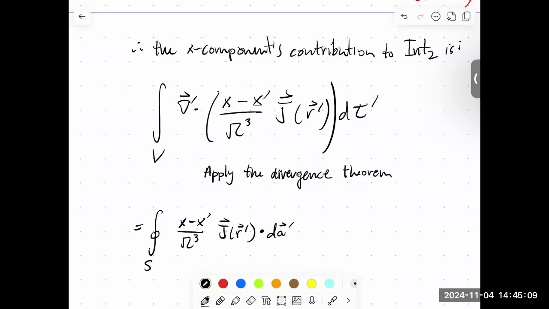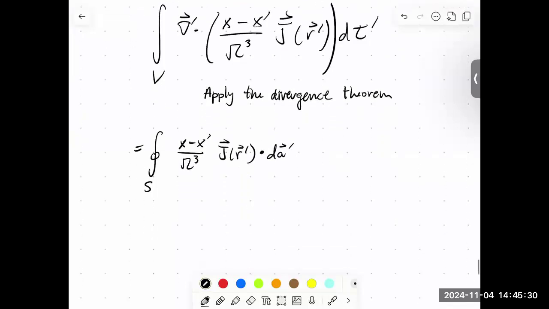If I pick the surface big enough, I can always arrange it so that on that surface, the current density is equal to 0. If it's not equal to 0, I just pick my surface to be bigger and bigger and bigger. And if this is 0 everywhere on my surface, then the integral is going to be 0. Okay, so that's the little trick.